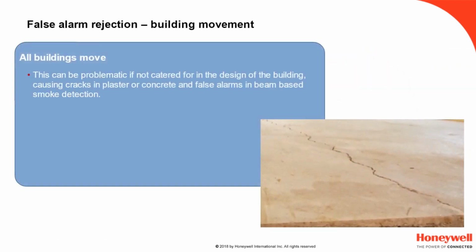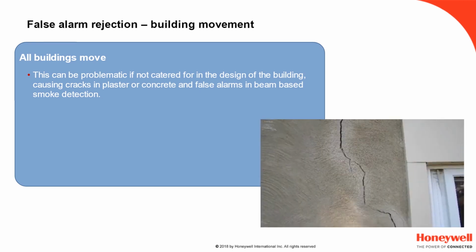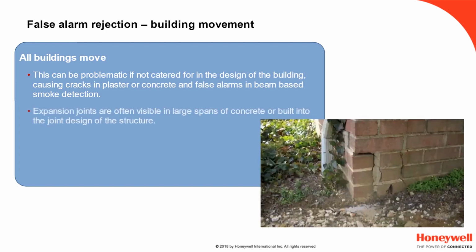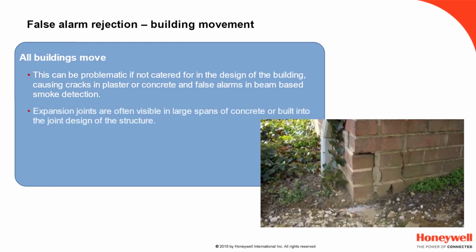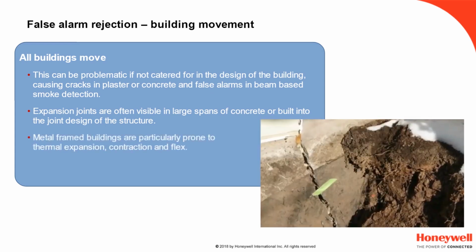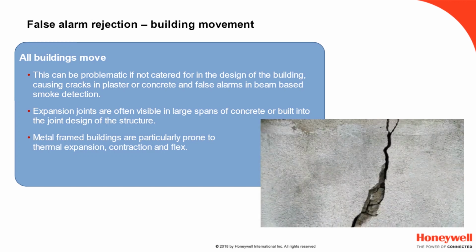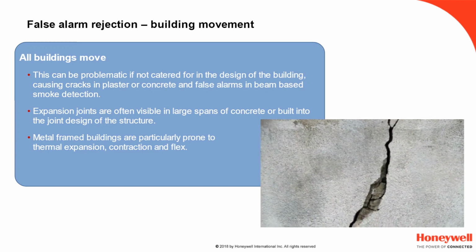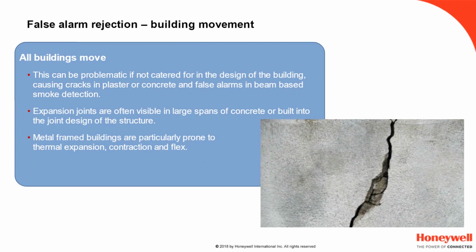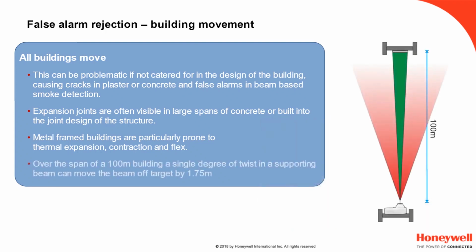False alarm rejection, building movement. Building movement is a major headache for traditional beam detectors. All buildings will be susceptible to movement, and most large buildings will include expansion joints to account for this movement without stressing the fabric of the building. Metal-framed buildings, often used as the construction technique for factories and warehouses, are particularly prone to thermal expansion, contraction and twist. A small 1-degree twist in the roof beam, to which the detector is mounted, will move the centre point of the beam over 1.75 metres, where it hits the reflector 100 metres away.